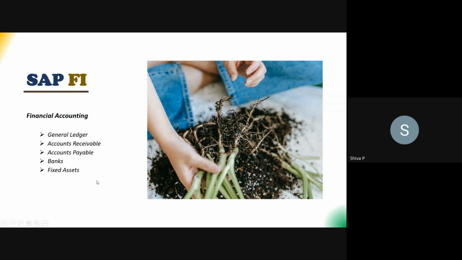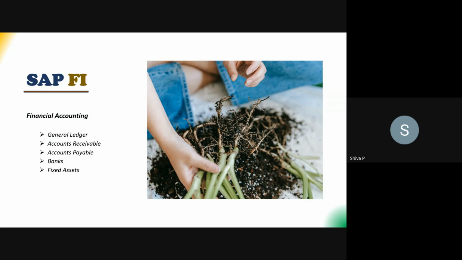What are the fixed assets? We just discussed machinery. Again, we have two types of classification, right? One is tangible, one is intangible. Tangible assets means where we can touch, see, and feel. So that is called tangible.